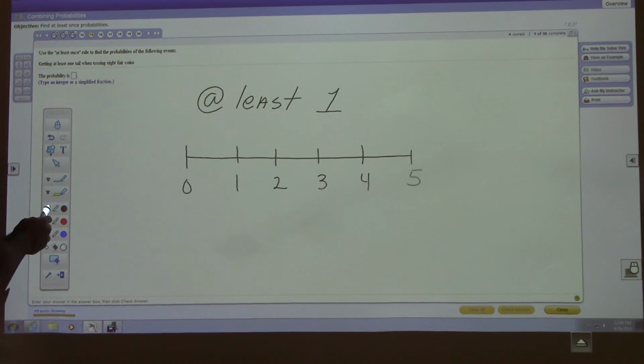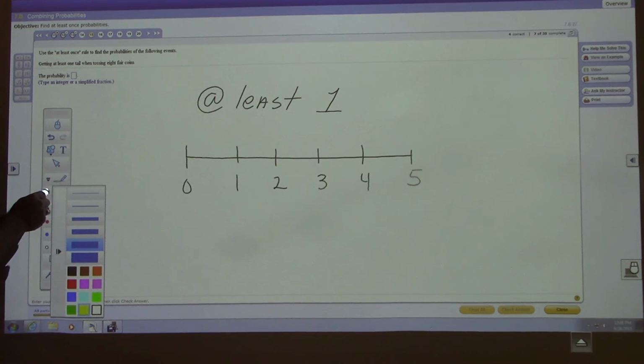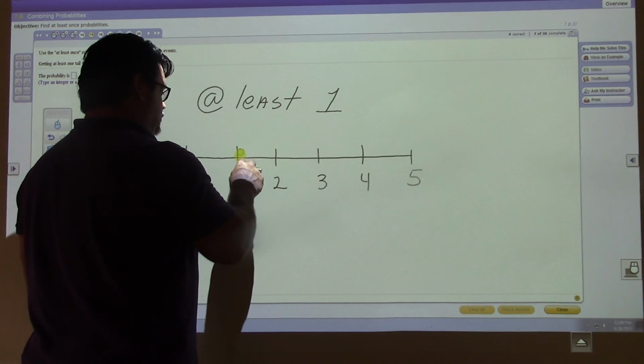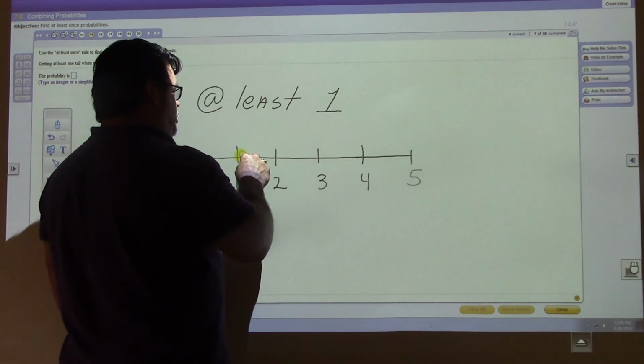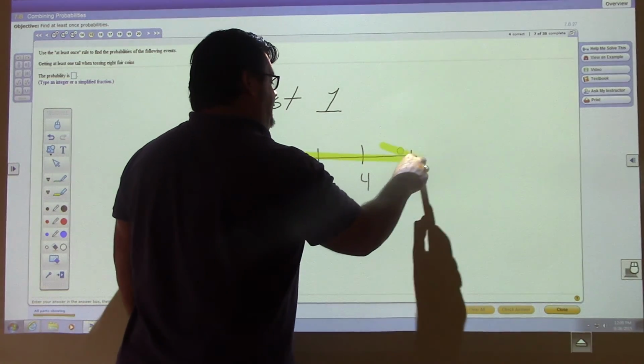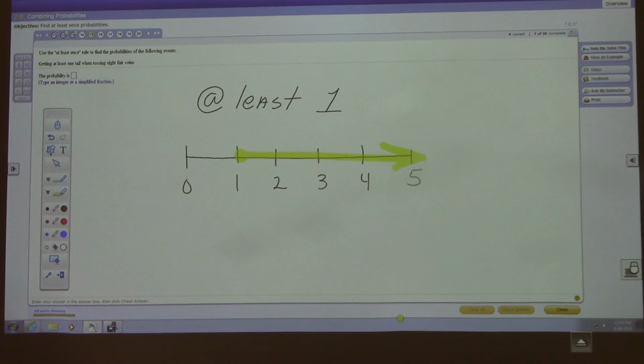Okay, reading from left to right, what does at least one mean? One or more. That means your lowest number is 1. So if your lowest number is 1, you're looking to the right. You'd be surprised at how many people go through 12 years of school and don't know what at least one means.